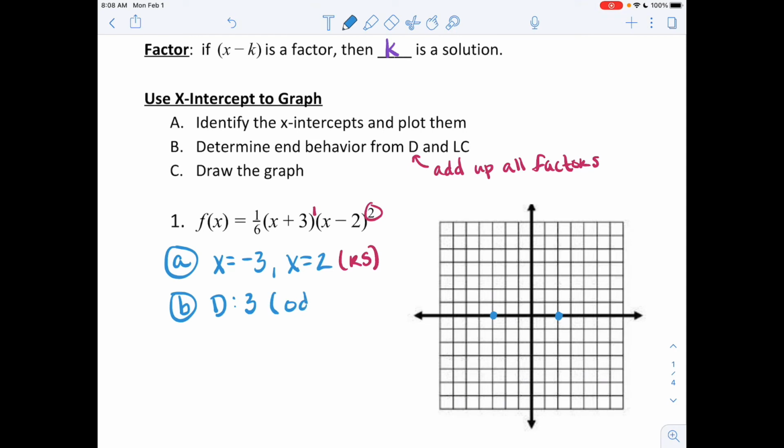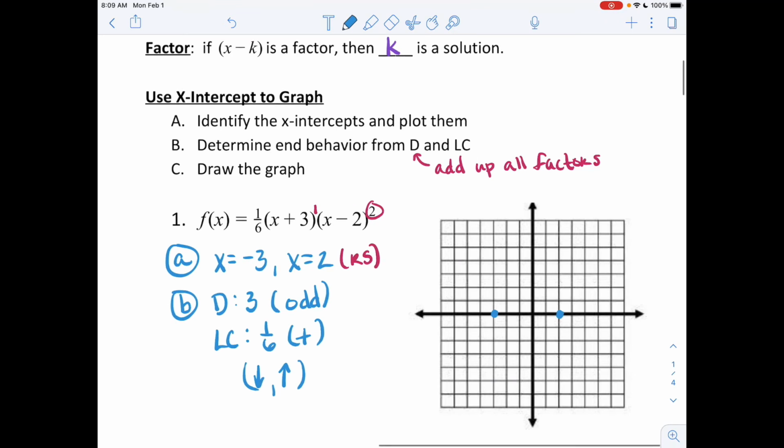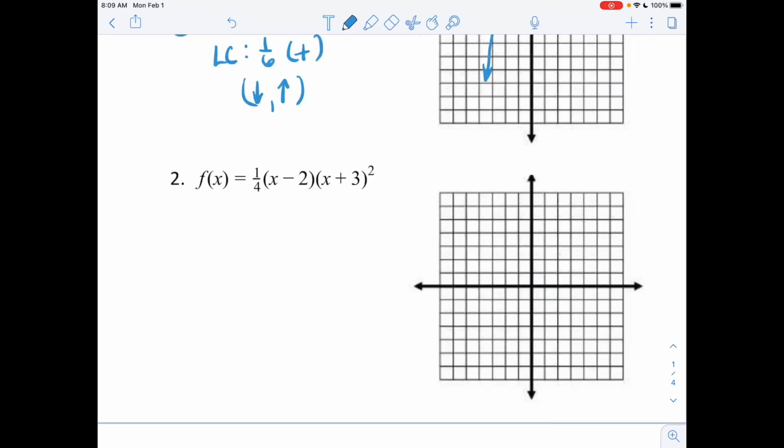And remember that we want to say odd or even, and degree is odd for 3. My lead coefficient is that 1/6, and that's positive. So this means that my right arrow goes up, and because we're odd, we're opposite, the left arrow goes down. So I can draw an arrow down on the left, up on the right, and then let's fill in, remembering that we need a bounce at 2 because of the repeated solution. I'd like for you to give number 2 a try and then come back here to see how you did.